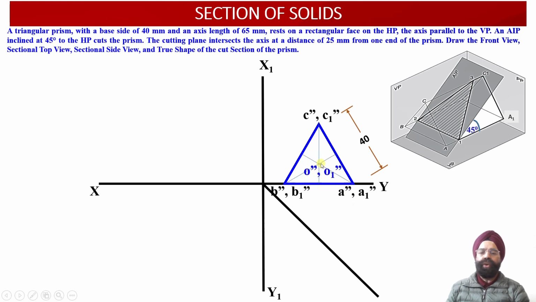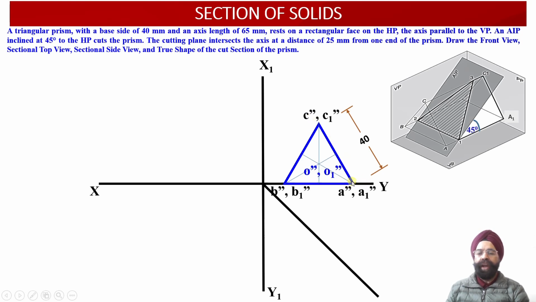So in order to locate the axis of this triangular prism, we have drawn the perpendicular bisectors from each of the corners of this triangular projection onto the opposite edge. From C dash, we have drawn a perpendicular bisector of the edge A dash B dash. Similarly, from the point B double dash, we have drawn a perpendicular bisector of the edge A double dash C double dash.